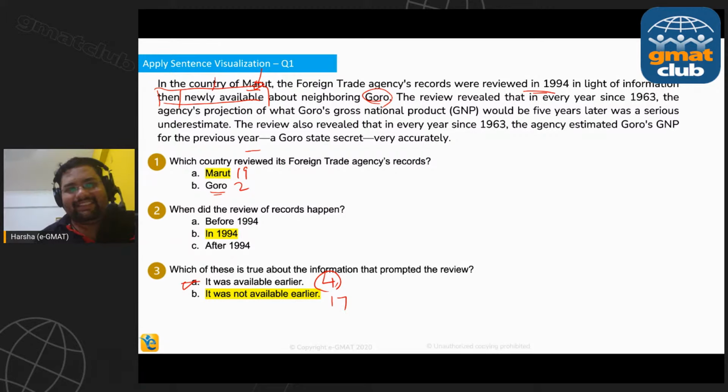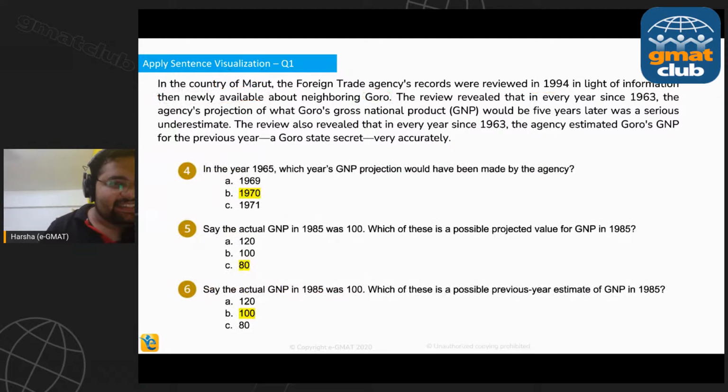Now, it's not necessary that each and every piece of information is going to be tested on the GMAT. But honestly, while you're solving questions, you don't know what's important, right? You have to try to visualize your best all the same. That's my approach. Let's go to the next question.